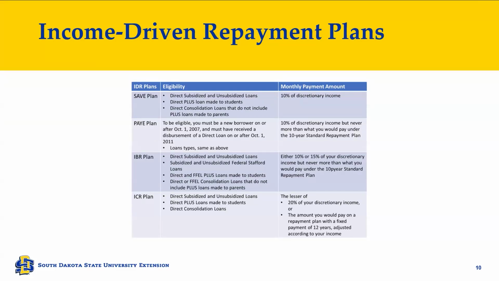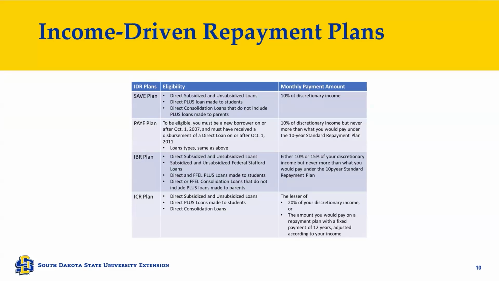There's some issues with the SAVE plan. Because it's currently in forbearance, the payments or the months are not being calculated in terms of the 10-year time period or the 15-year time period for when the balance is then forgiven.